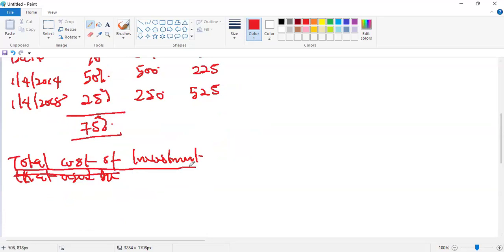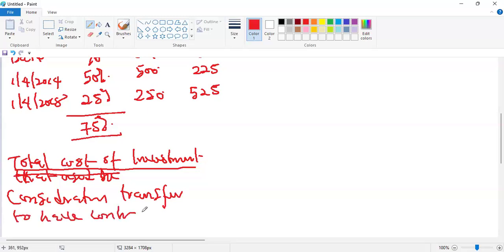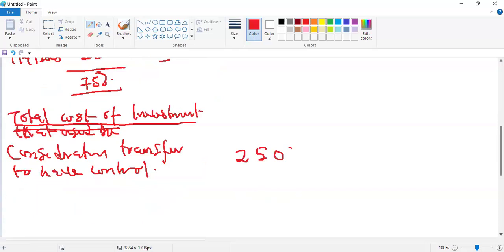Total cost of investment will now be the consideration transferred to have control, which is 250, the money paid to have control, plus the fair value of the 50% investment he acquired on 1st April 2014. What is the fair value in 2018? Fair value of the previous investment. This is the goodwill calculation.